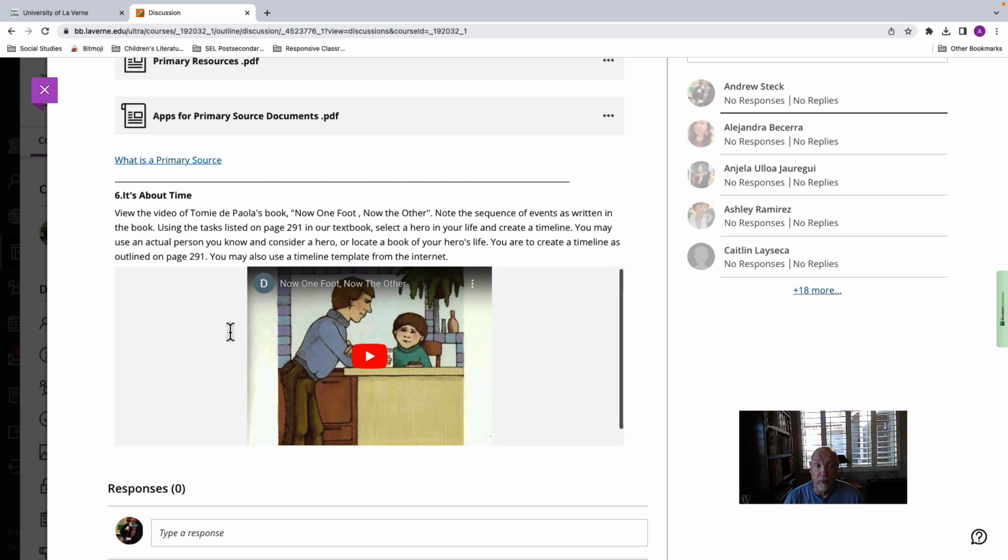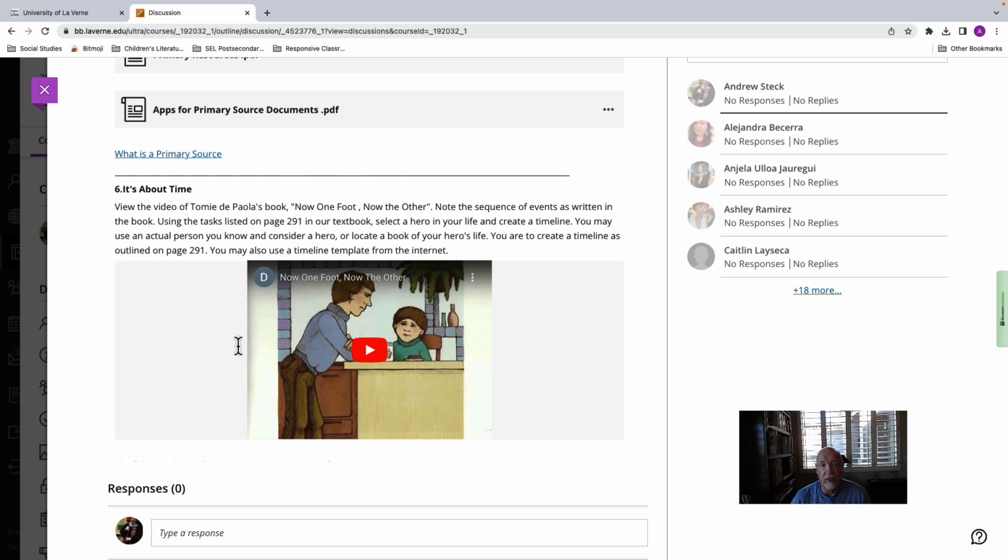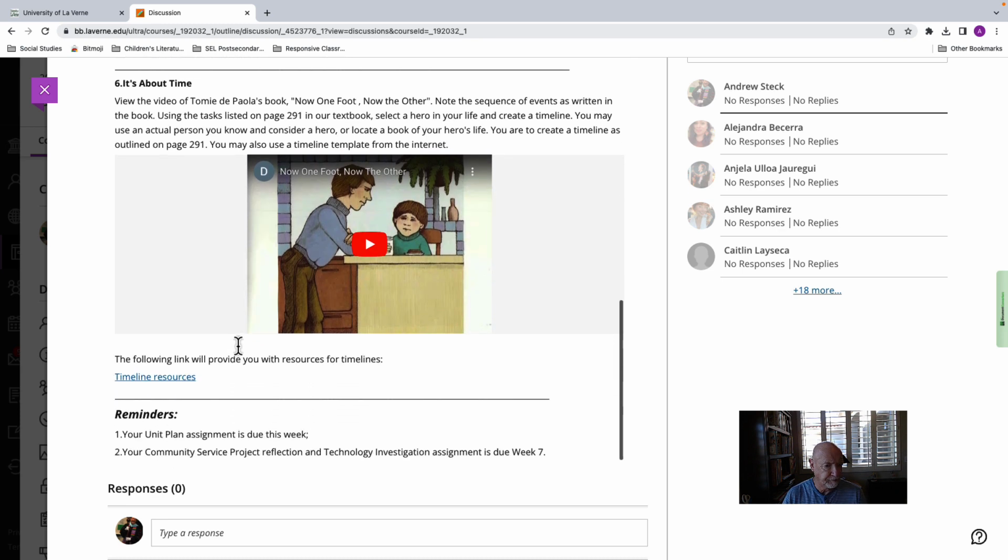You may use an actual person you know and consider a hero, or locate a book of your hero's life. You are to create a timeline as outlined on page 291. You may also use a timeline template from the internet. And here are some timeline resources for you. There are some reminders here.